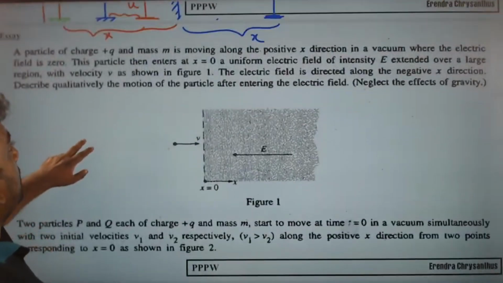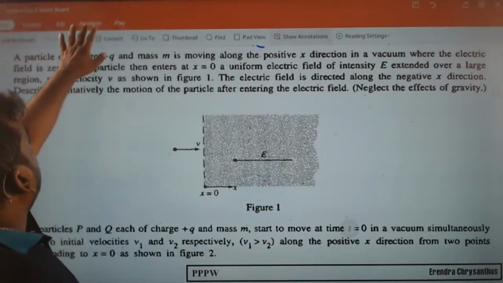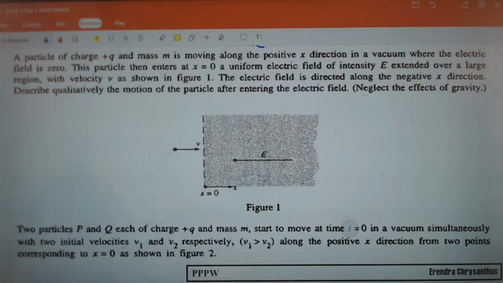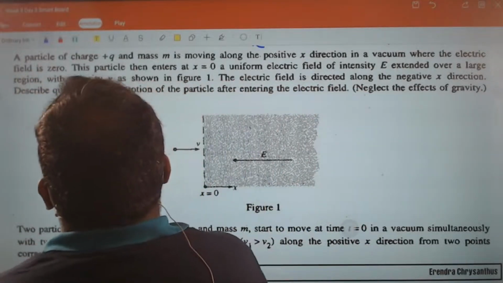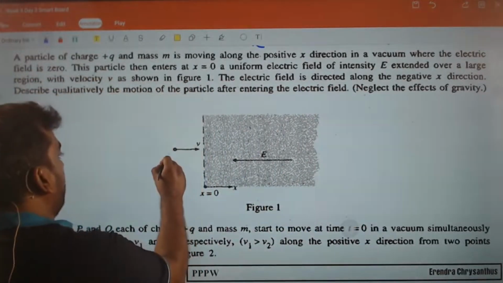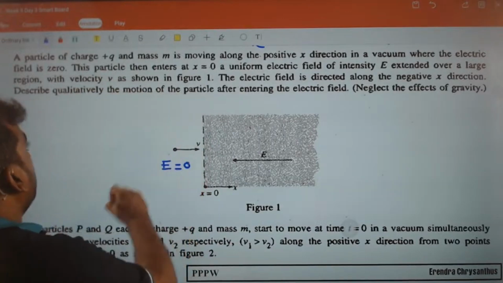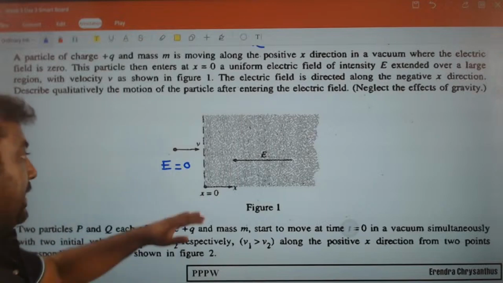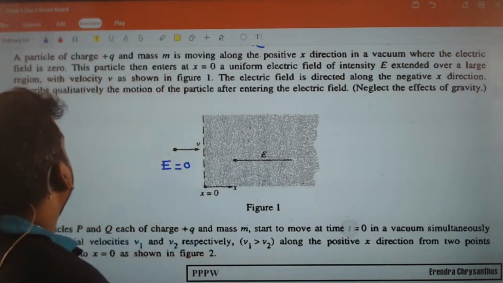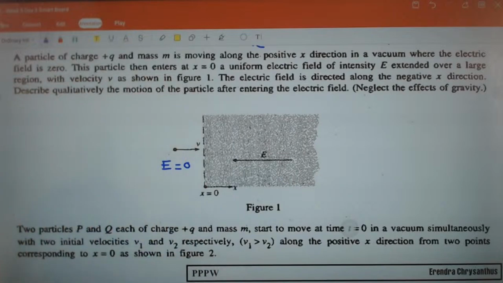Essay question. Careful look. A particle of charge plus q and mass m is moving along the positive x direction in a vacuum where the electric field is zero. The particle enters the electric field at x equal to zero with a velocity v. The electric field is directed along the negative x-axis. Describe qualitatively the motion of the particle.